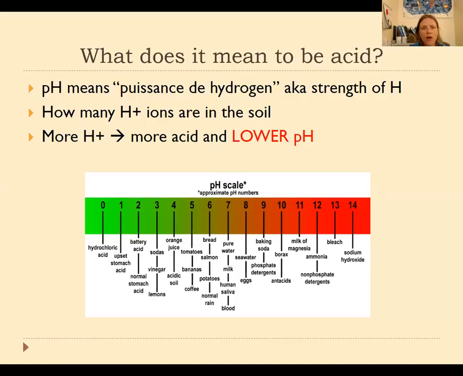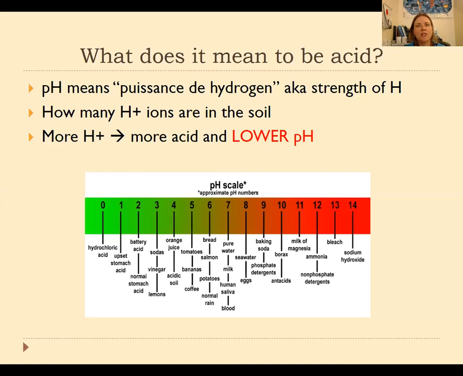All right, so first of all, we have measured soil pH before, and we've talked about soil being acidic or soil being basic, but we haven't really gone into the chemistry of what those terms actually mean. So the way that we measure if a soil is acidic or basic is that we measure its pH, which is likely a term you've heard about before. You've definitely heard about it in this class.